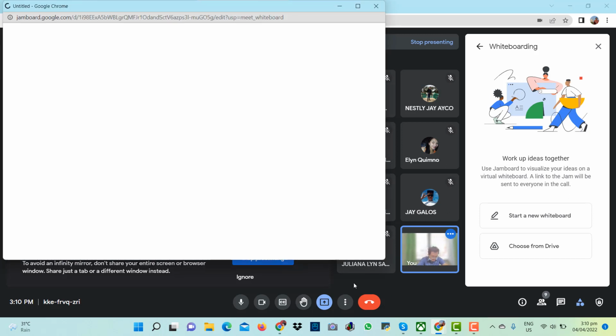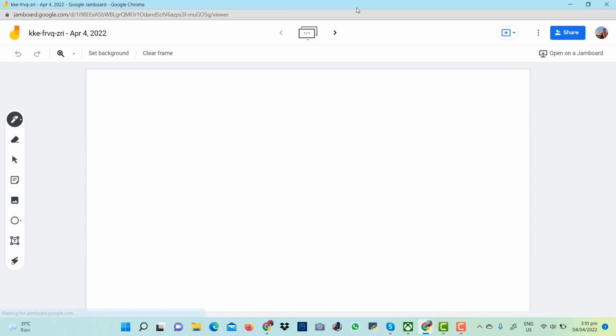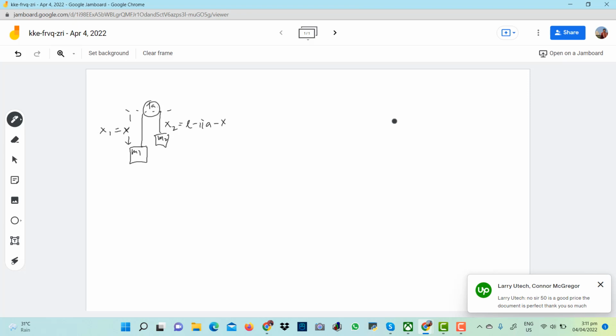Okay. So, yeah, I have an Atwood machine with a pulley. This is M1 and then this is M2. If the radius of the pulley is a, then there will be this x1, which is just equal to my x. So this is x. And if that is x, then x2 would be L minus pi a, the circumference of a semicircle, minus x.